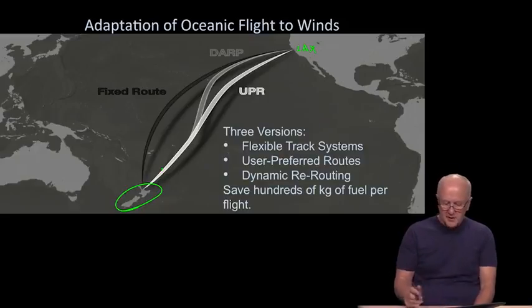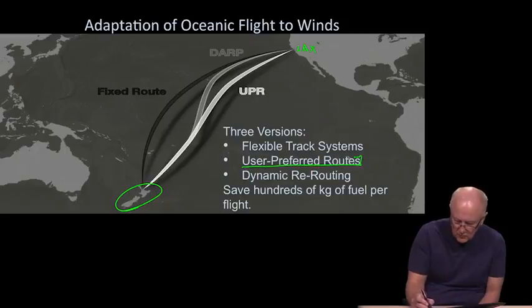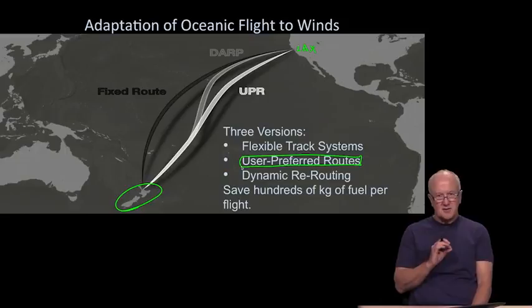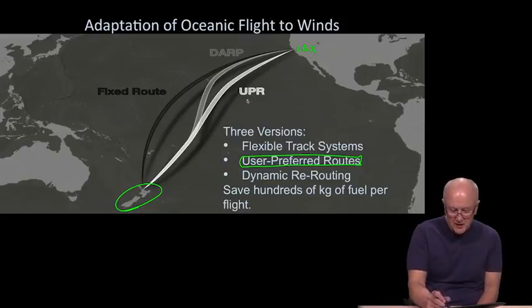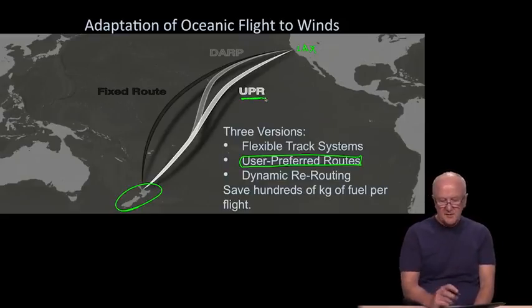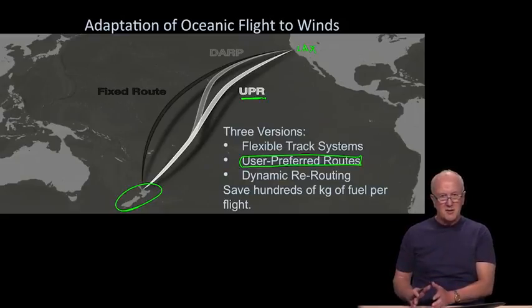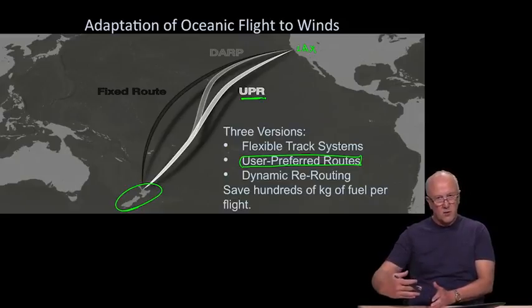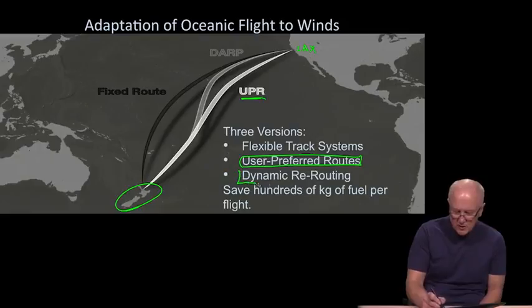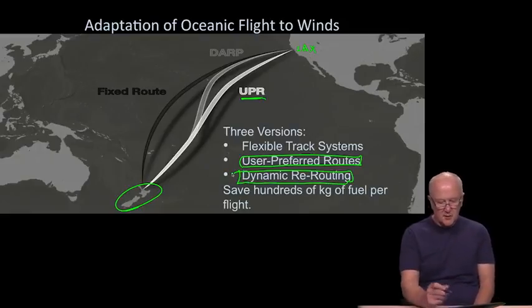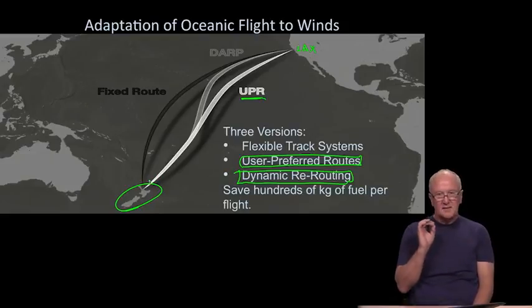If we go to user preferred routes, that refers to strategies or routes that you might choose just before you depart, or on the day of your flight. So that's UPR. It's a little bit different than the fixed route because it's been optimized for winds. And it's been optimized for the winds that are present at the time you leave. If you want to take one more step in that direction, we have what we call dynamic rerouting, or DARP. And that means that not only can you adapt to the winds of the day, you can adapt to winds as they may change in your flight.